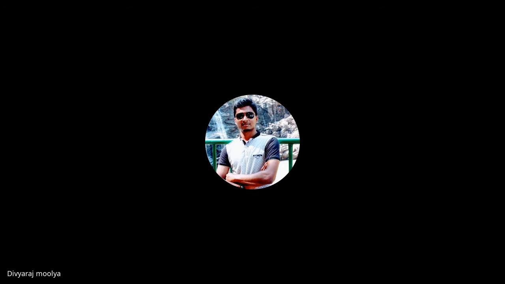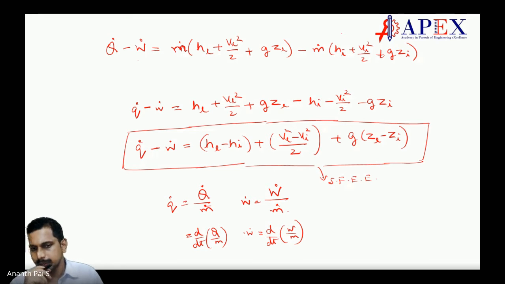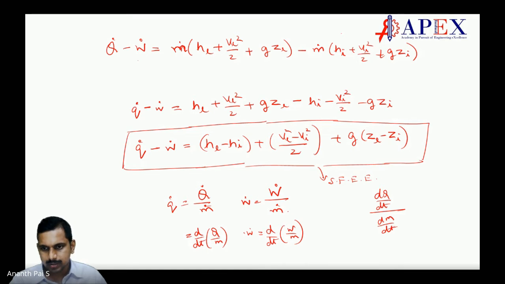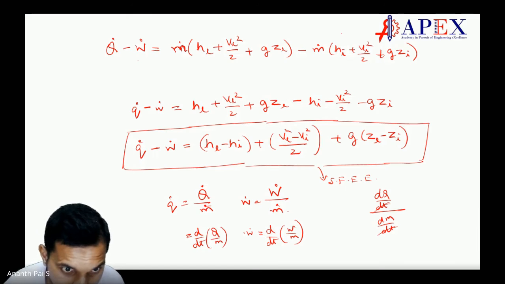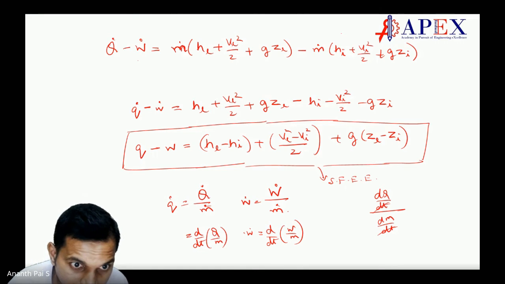Sir, Q dot by m dot would be Q, no? It won't be Q dot anymore, like the time factor will get cancelled. Yes, Q by m you can say. You are saying dq by dt divided by dm by dt, so the dt gets cancelled. So you can say q is equal to Q by m, correct.